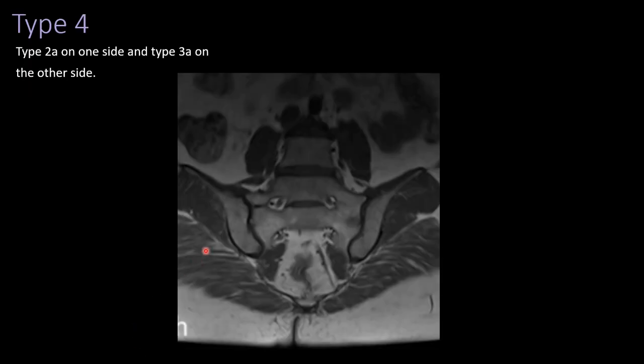In type 4, there is type 2A on one side and type 3A on the other side.